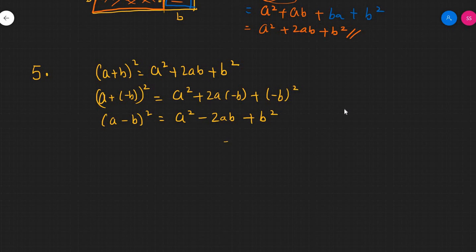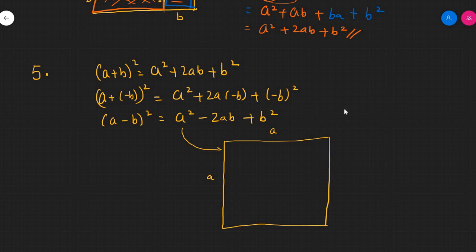If the whole square is a squared, if this is a, then this represents your a squared. And this quantity minus 2ab says you have to remove ab twice. So let's divide this square into two parts, a minus b and b. You divide that into a minus b and b, and there you go. So this is b and this is a minus b.